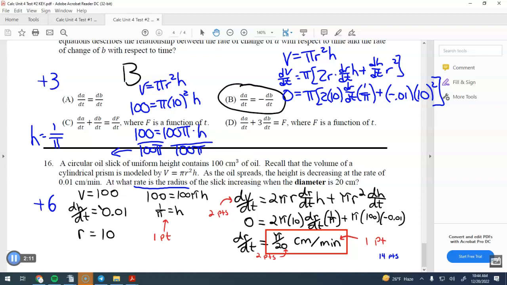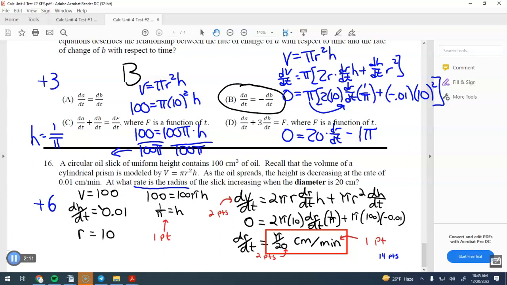So then it's algebra, right? That 1 over pi is kind of annoying, but it actually goes away. So 0 equals, if I distribute, that pi and the 1 over pi will go away, so you'll have 20 times dr/dt. And then this is 100 times negative 0.01, which is negative 1, times this pi. So negative 1 pi. And then divide. Is that okay from there? Yeah. Okay. Is that right for 16?